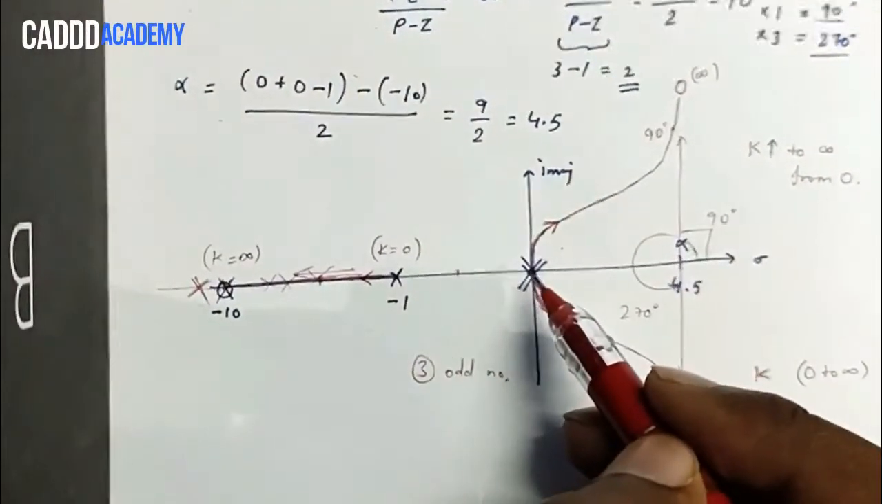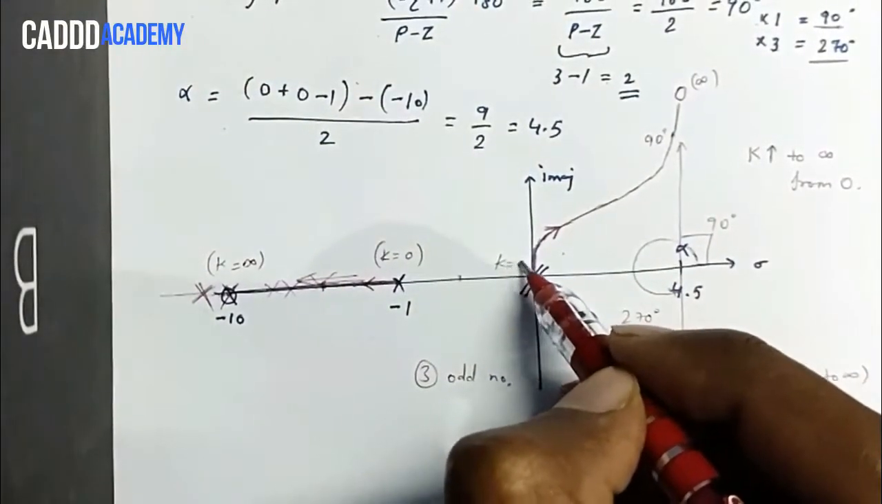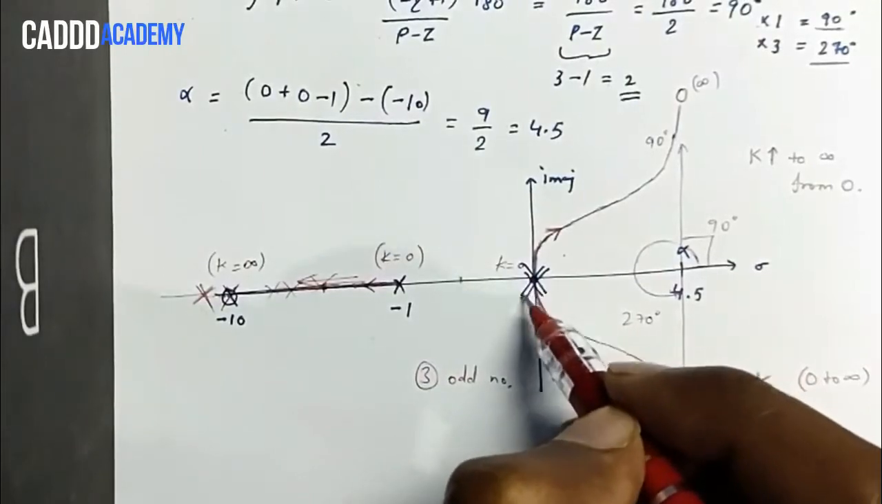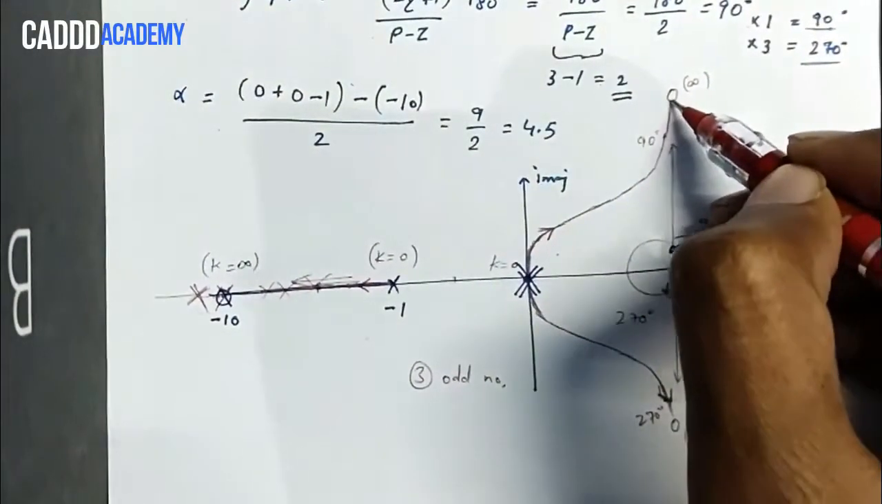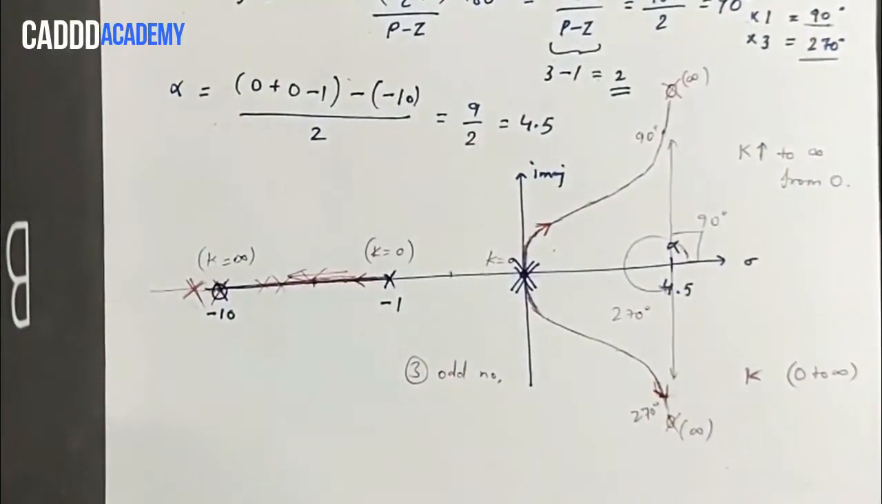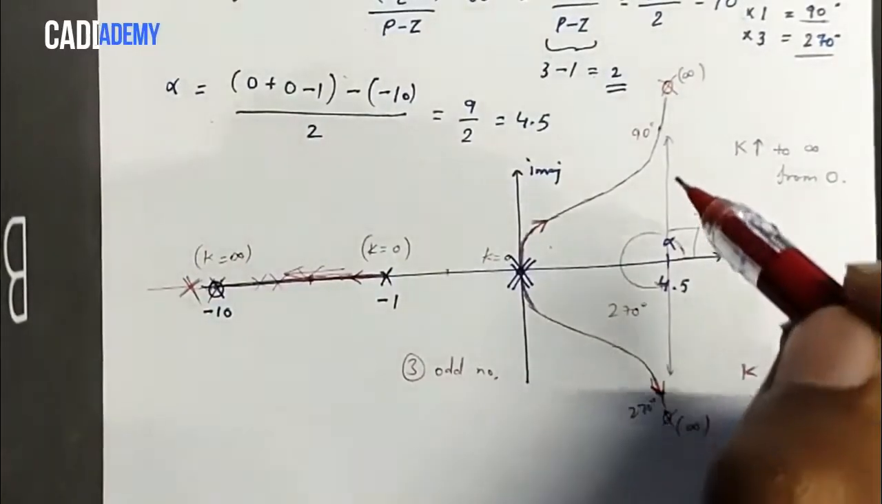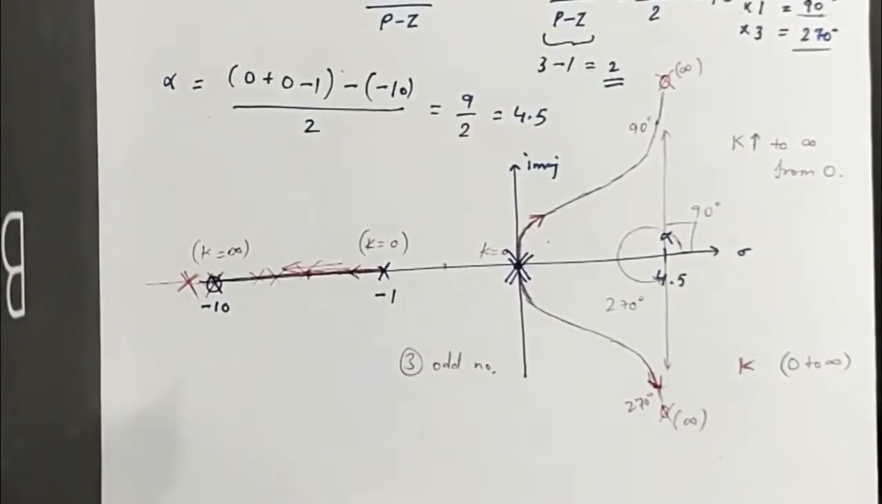Similarly here, at k equal to 0 the pole location of both poles was this, and at k equal to infinity these both poles reach these zeros. So this is the basic fundamental root locus diagram.